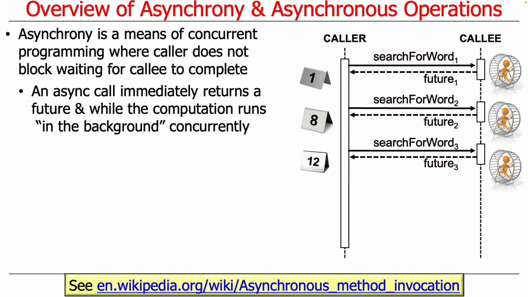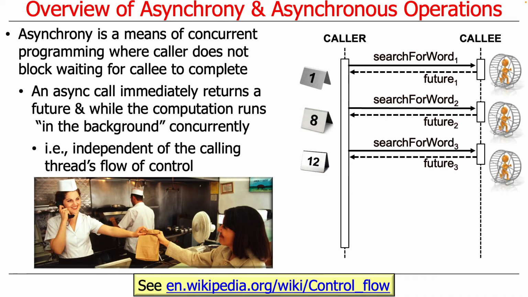So the idea is you start something out, you get a result, and then you'll wait for the result to complete. But you won't block, typically, unless you're using older school concurrency and asynchrony mechanisms in Java, which we discourage you from doing. So basically, the processing takes place in the background independent of the calling thread's flow of control.